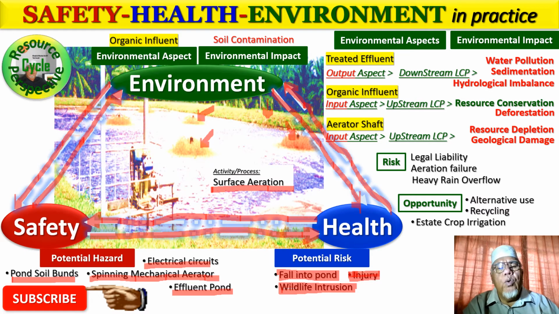Of course, all the inputs are mechanical aerators, the bund itself, the influent or the effluent coming into this pond, all the equipment, all the auxiliary apparatus, electrical wiring, electrical motor, etc. These are all the main environmental aspects. Now, I'll be choosing only one of the output aspects first.